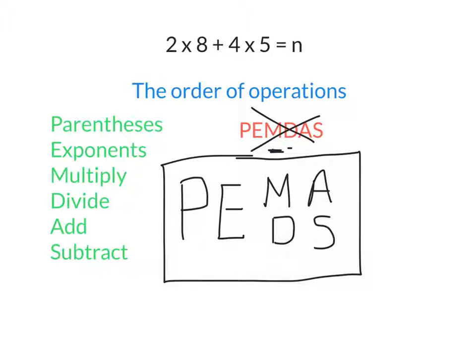One other thing to remember in these is that this P for parentheses also includes any grouping symbols. So that's going to be anything that is a parentheses, or it's going to be brackets. It also includes fraction bars. So you'll do these three first before you move on to exponents, multiply, divide, and add and subtract.